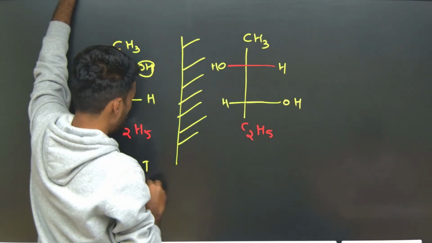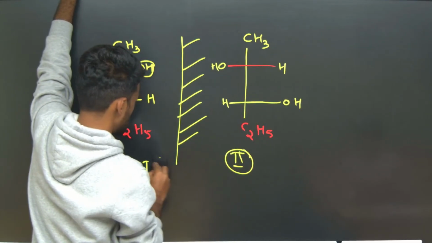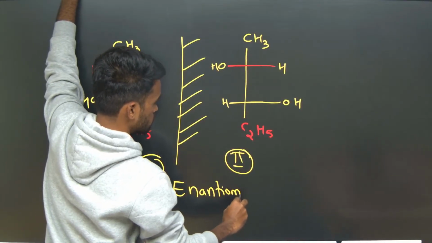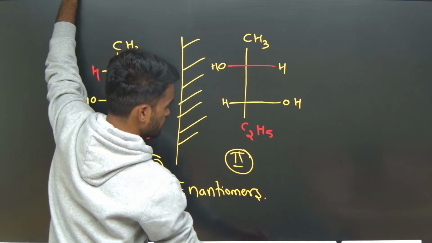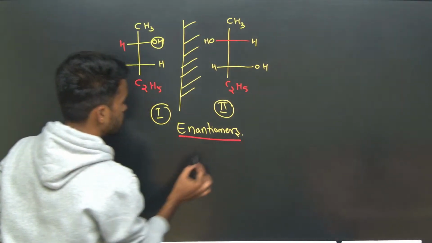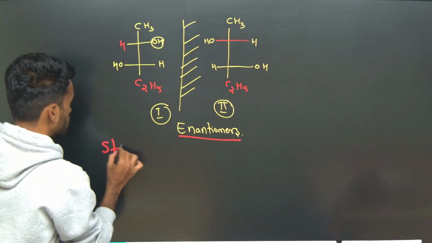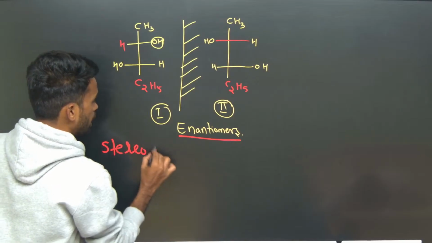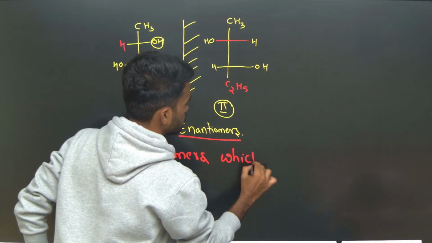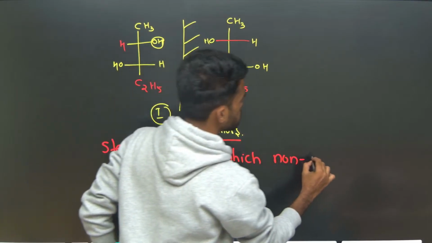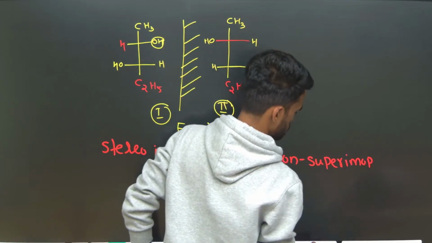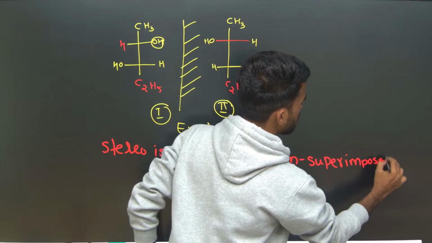So these 1 and 2 are called enantiomers. A new term, enantiomers. So what is meant by enantiomers? How can you define the term enantiomer? Enantiomers are those stereoisomers which are non-superimposable mirror images.